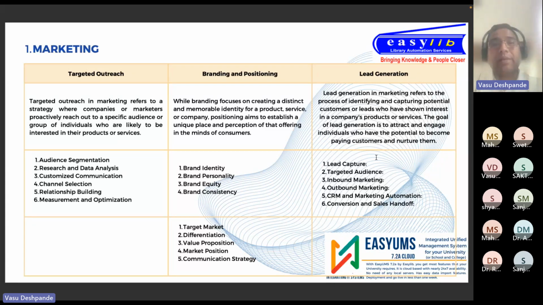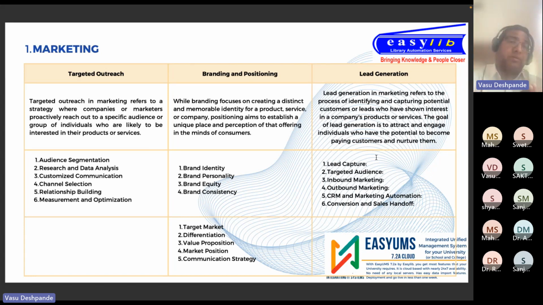Here, what you are doing is lead capture, targeted audience, then inbound marketing. Can they, by knowing, log into your advertisement or your website and fill in the application form? Outbound marketing is the WhatsApp communication, email communication, phone calls, and other things. So CRM and marketing activities go all the way until the potential student becomes an actual student. Okay, so this is the first step in the admissions process.